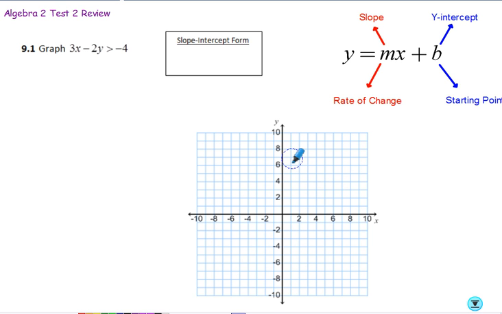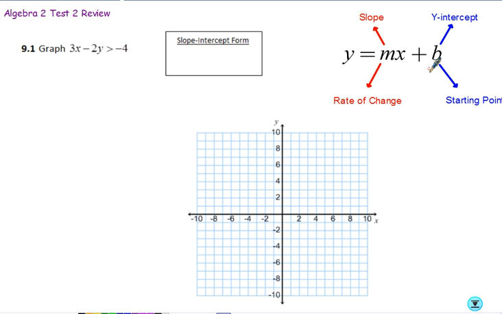Alright, so for number 9, this is just graphing an inequality. You know it's an inequality because you see the greater than symbol there, so we know it's not just going to be a line. We're going to have to do some shading. Problem is it's not in slope-intercept form, right? In the top right corner, here's our slope-intercept form, y equals mx plus b. So I need that over there to look like this before I can graph it using slope-intercept form.